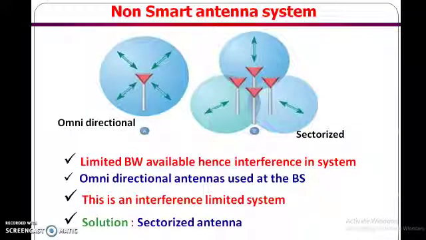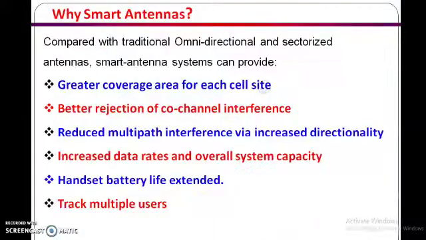When the system is a non-smart antenna system, earlier the base station antennas were omnidirectional antennas, and these are the limitations: its capacity is limited and there is more interference. But that can be overcome by means of the sectorized antenna. Here we make predefined antenna sectors, and accordingly a beam will be active only in a particular direction when it is required. So why do we use the smart antenna? It has many advantages as compared to the classical or traditional system.